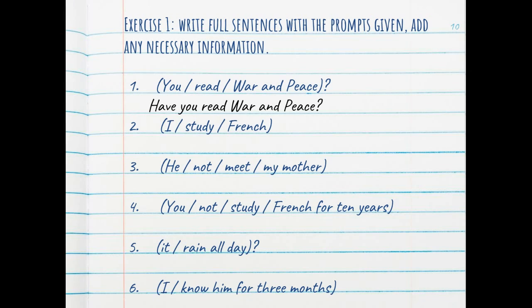Okay? Now, for our exercise section of this lesson, we have our first one. We have exercise number 1. Write full sentences with the prompts given. Add any necessary information. Now, to complete this activity, I have given you one example. Okay? We have you read War and Peace, question mark. So the correct form to create it would be, have you read War and Peace?